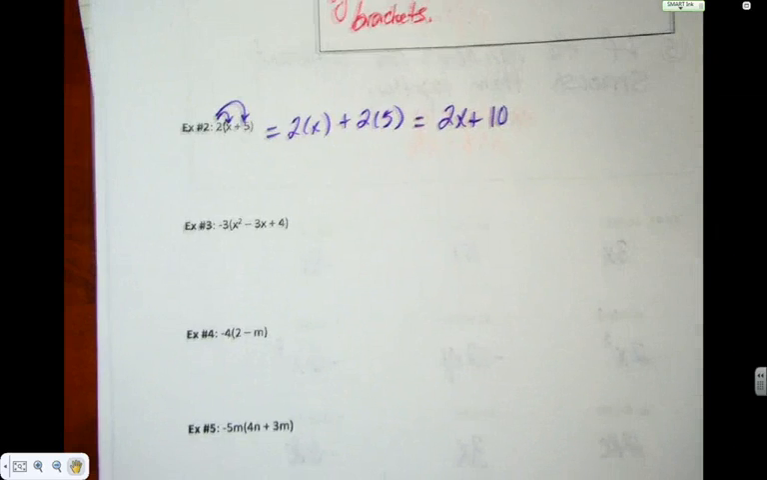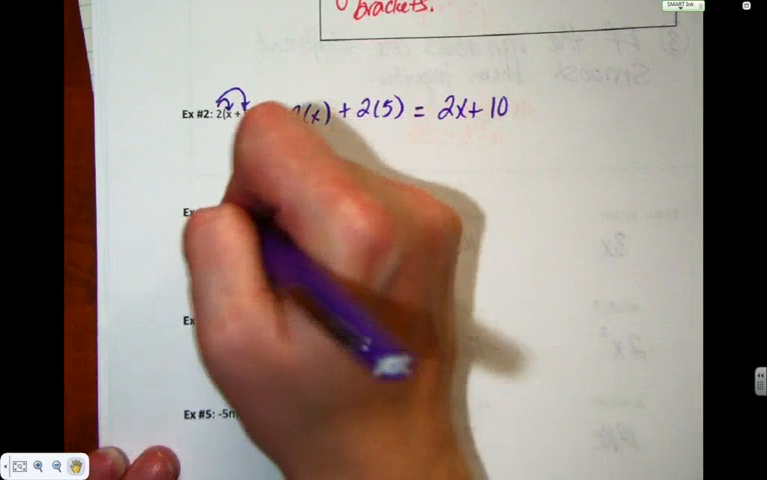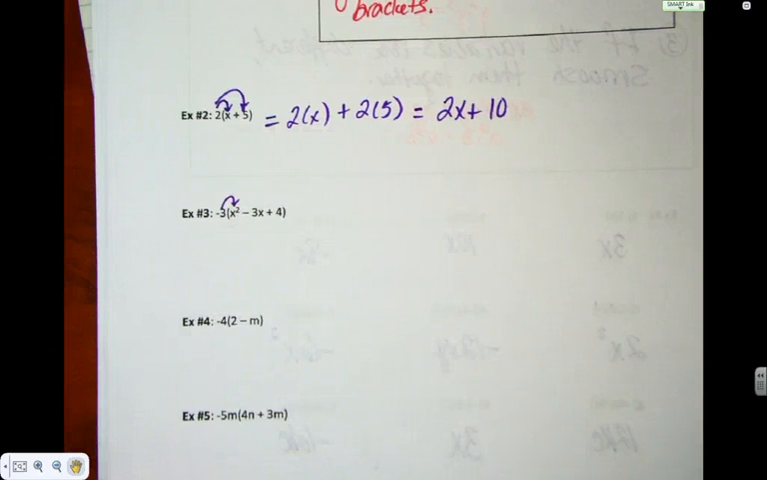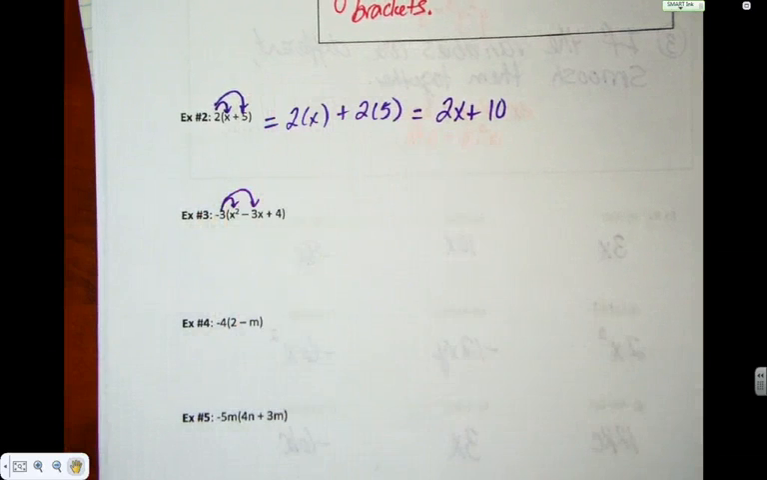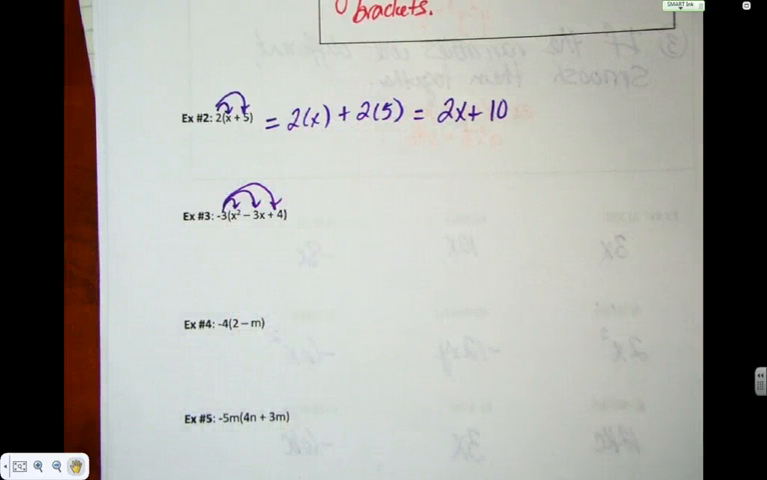Let's look at crazy number 3. Negative 3 on the outside, trinomial on the inside. All it means is distribution is you have to multiply the negative 3 by the x squared, the negative 3 by the negative 3x, and the negative 3 by the 4. So it's like 3 little questions in one.